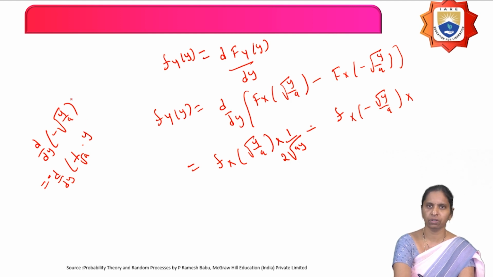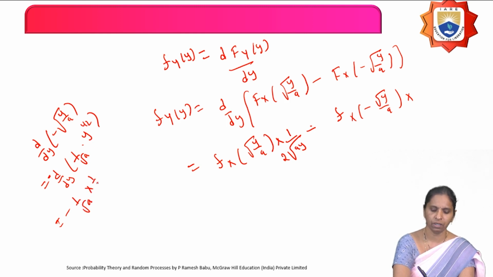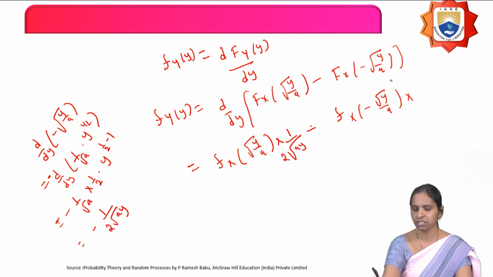How can I write square root of y? As y power 1 by 2. That equals minus 1 by root a, since a is constant, and the differentiation of y power 1 by 2 is 1 by 2 into y power 1 by 2 minus 1. That equals minus 1 by 2 square root of a y. So the differentiation of minus square root of y by a with respect to y is minus 1 by 2 square root of a y.